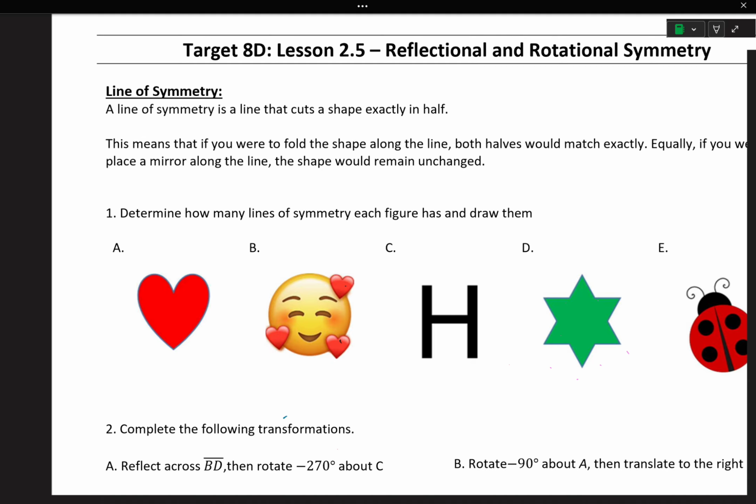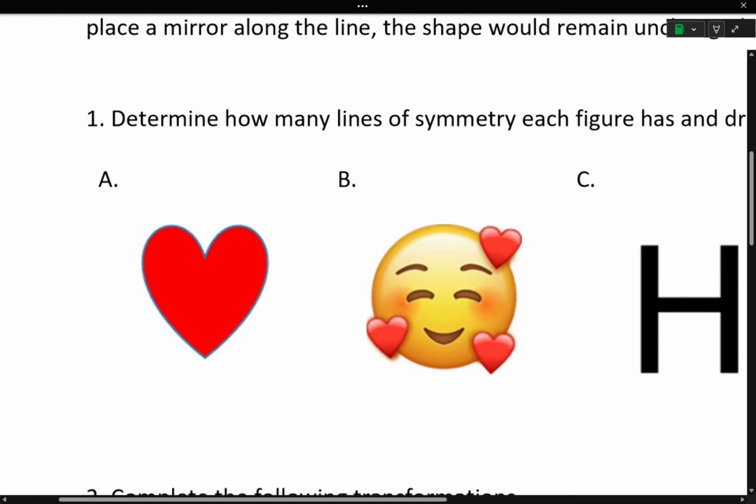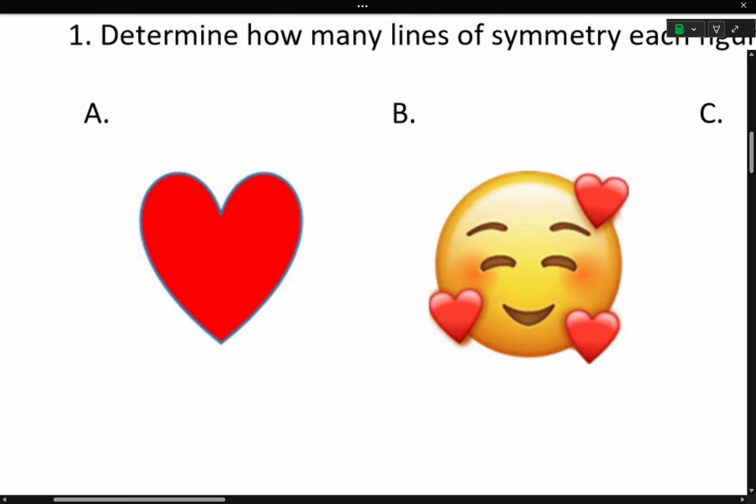First, some vocabulary. Symmetry. Symmetry is when something is perfect on both sides, exactly the same, identical on both sides. So a line of symmetry is a line that cuts a shape exactly in half. So if we were to fold it along that line or put up a mirror, we would have the same image. So let's see how many times we can cut each image in half.